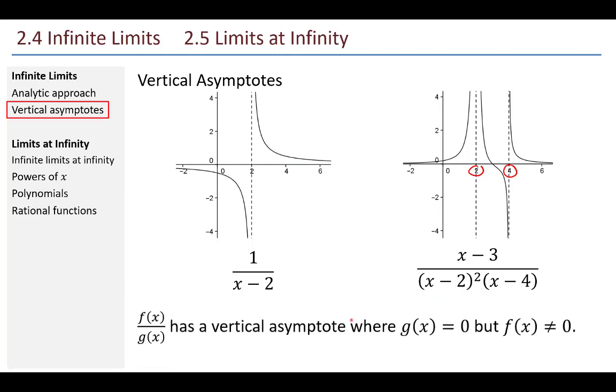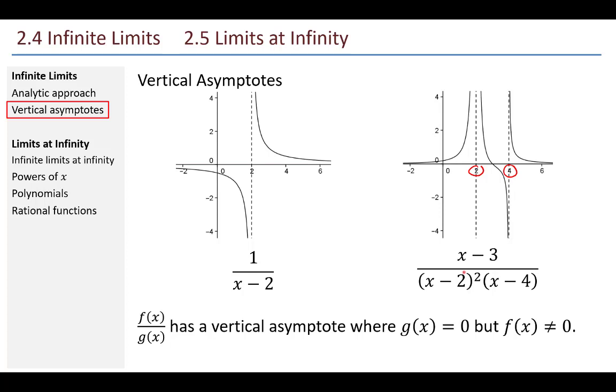In general, the rule is that f of x over g of x has a vertical asymptote where that denominator is 0, but the numerator is not 0. Just take a quick look: in the first example, that numerator was not 0 when I plug in x equals 2, and in the right example, if I plugged in 2 or 4, that numerator was not 0.